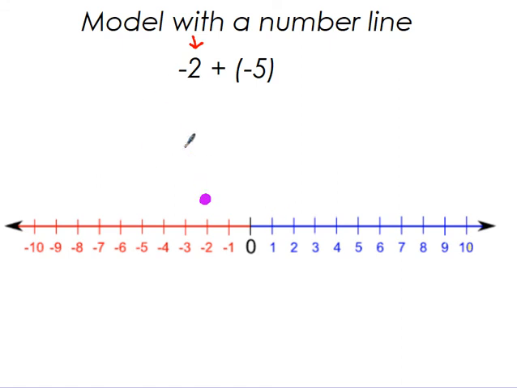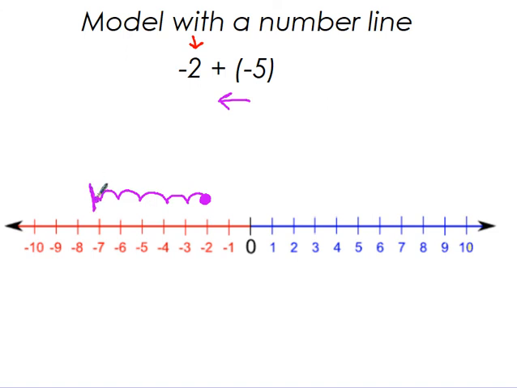Now what's happening here is it is telling me to add -5. Whenever we add a negative number, we move left on the number line. If I add a positive number, that's when I would move right on the number line. So when I'm adding a negative number, I move left. If I start at -2 here, and I'm adding 5 more negatives, I'm going to move left 5 spaces. So that would be left 1, 2, 3, 4, 5. And then I'm going to stop right here.